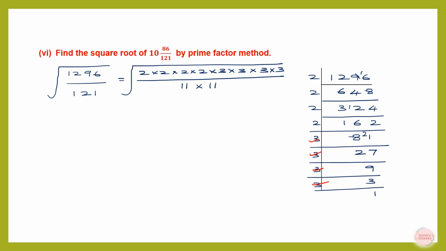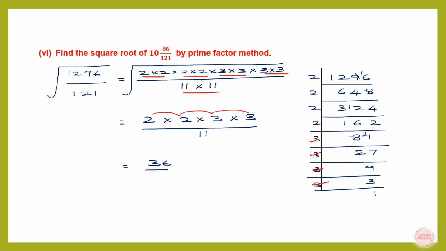Now we're going to pair them up. So here we have one pair, and then again we have a pair. Now we're going to remove the square root sign and take one number from each pair. So we have 2 into 2 into 3 into 3. So we have taken 1 from each pair, and in the denominator 1 from that pair, so that is 11. Now let's multiply. 2 2's are 4, 4 3's are 12, 12 3's are 36. So this is 36 by 11.